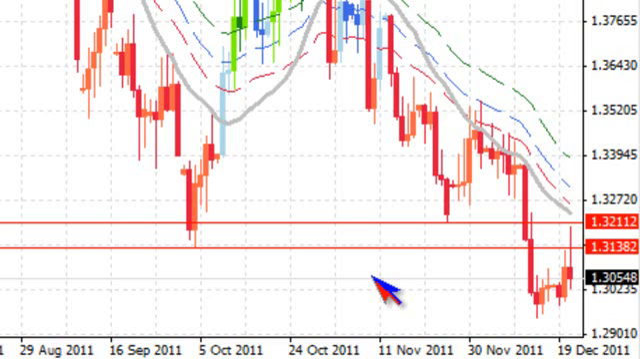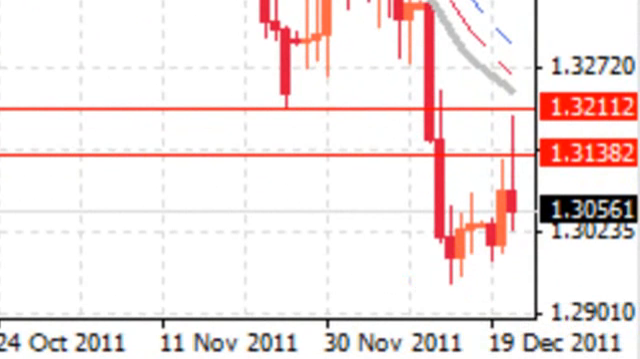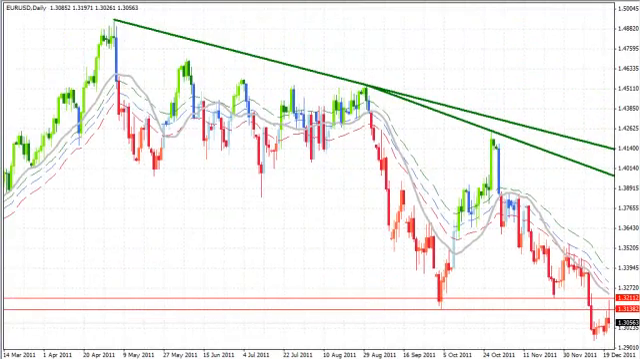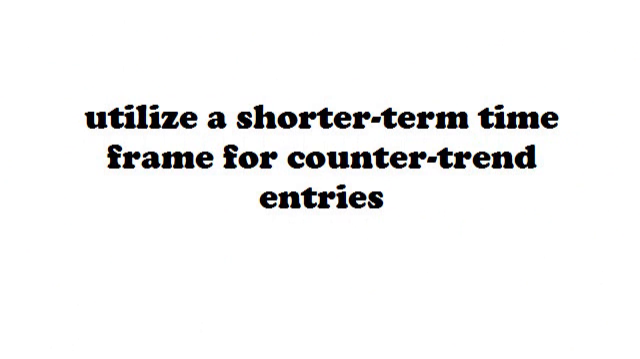On those occasions where the trend has a dramatic correction, like we've seen recently, and we want to capitalize on that movement, but we realize it's counter trend, we can utilize the shorter term time frames, the 5, the 15, and the 30, to do that.